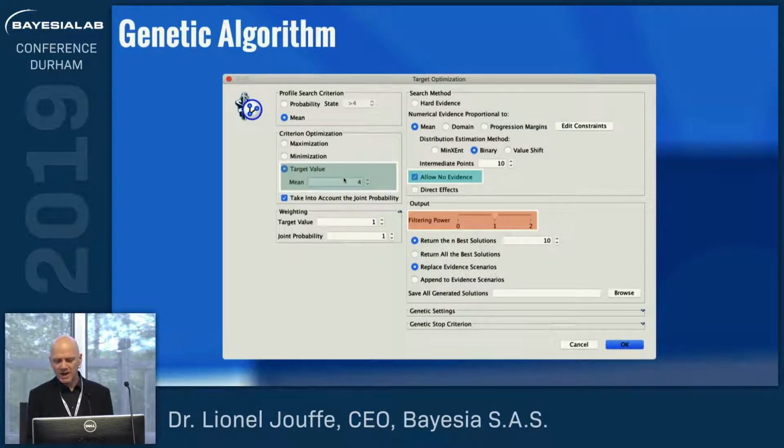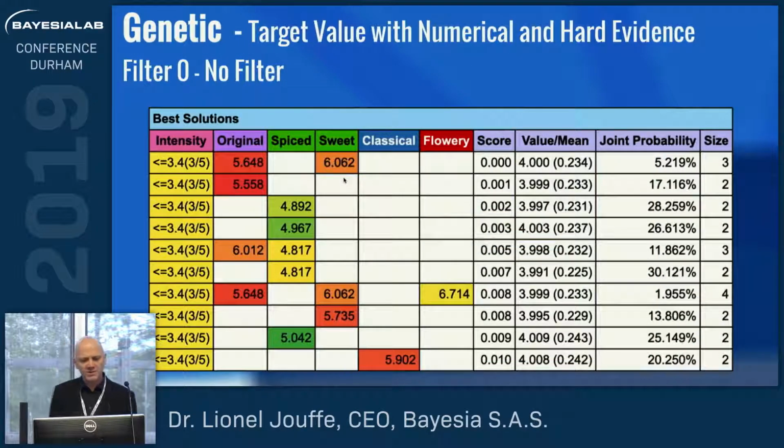So in this example, I'm going to just return the test best solutions, but by using this filter, either 0, 1, or 2. So 0, obviously, you are not filtering, and then there are 2 levels of filters. This is the result of the optimization of my mean value here, where I want to have 4, and as you can see, the first solution, I have 4. And you see I'm just using 3 pieces of evidence. The second best solution is only using 2, and so on and so forth.